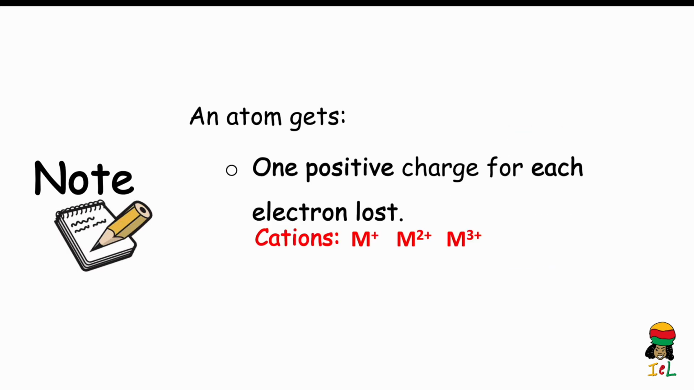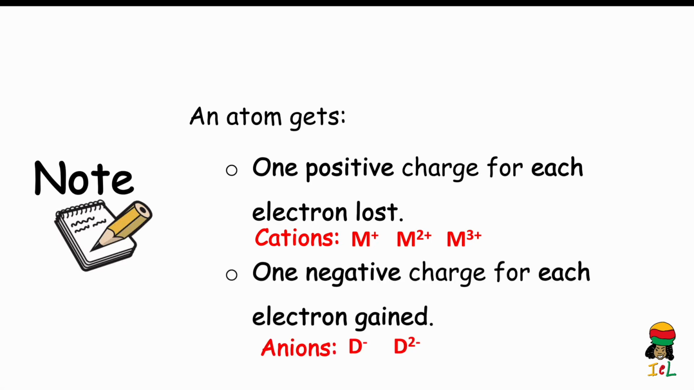Also, atoms that lose electrons get 1 positive charge for each electron lost. According to the number of electrons lost, the cations would be represented as M+ after losing 1 electron, M2+ after losing 2 electrons, and M3+ after losing 3 electrons. Here, M represents the chemical symbol for any atom that loses electrons to become stable. In ionic bonding, that would be the metal.